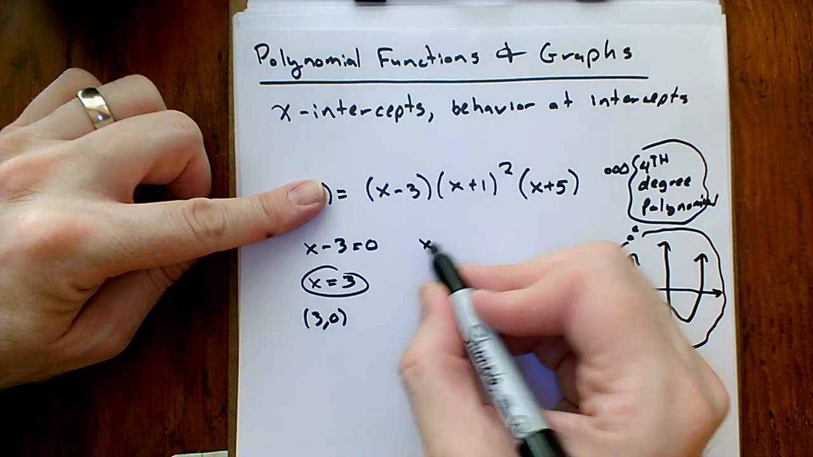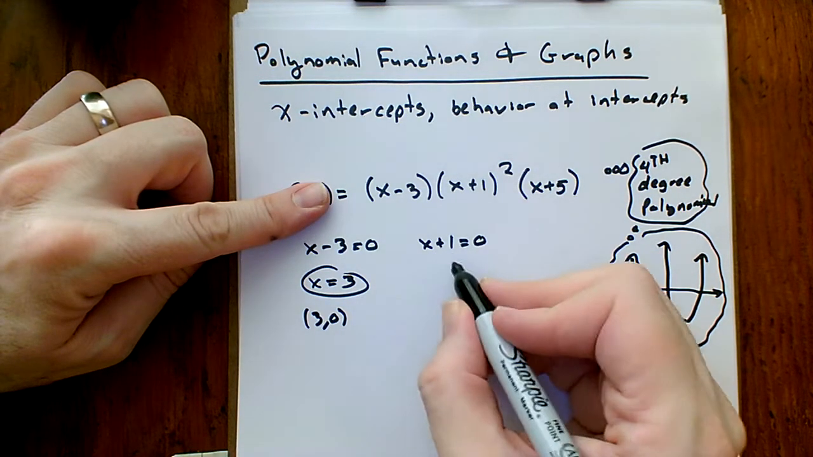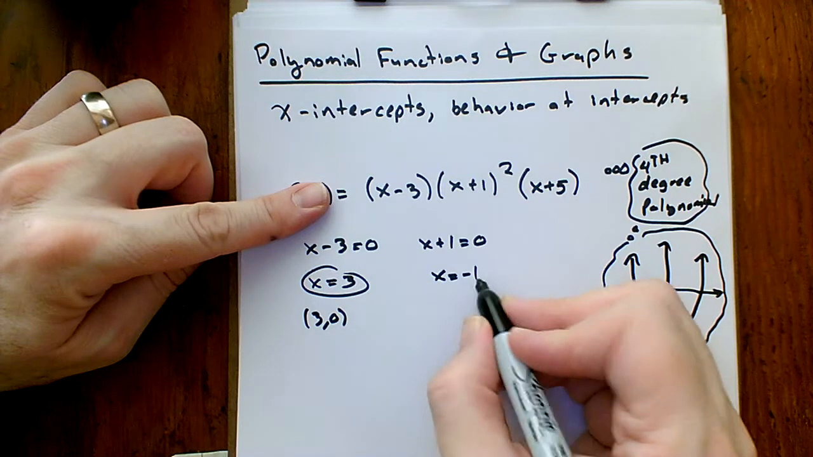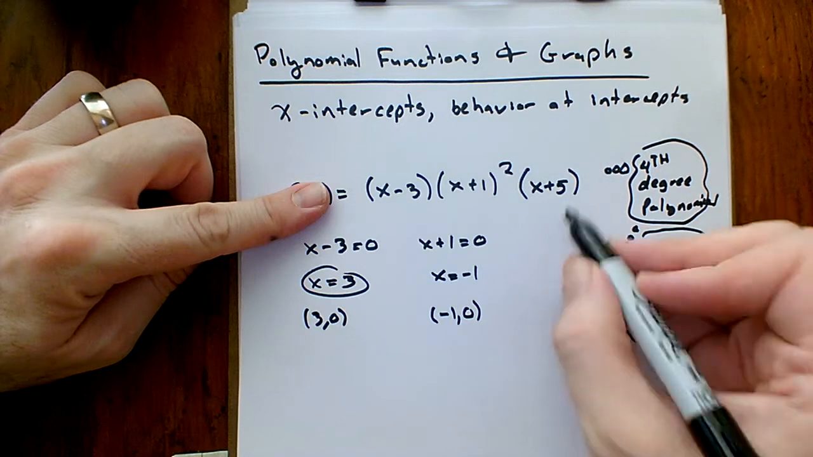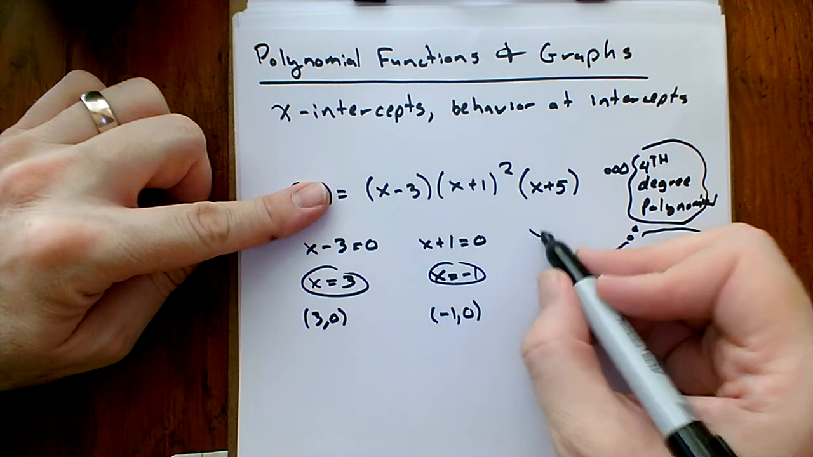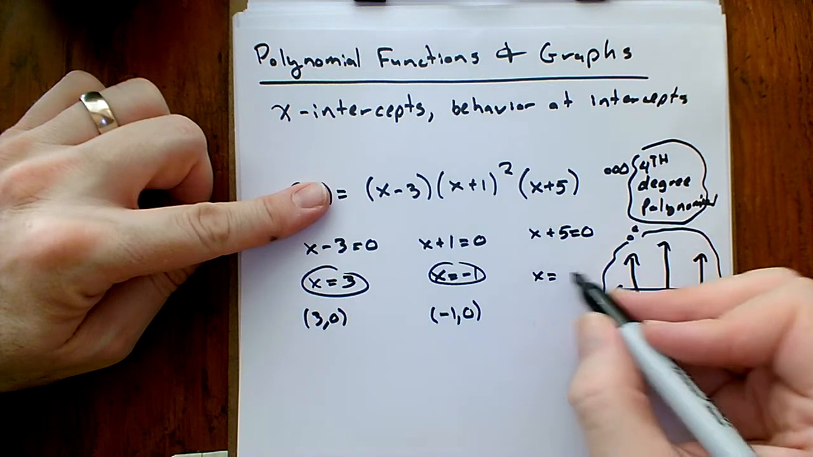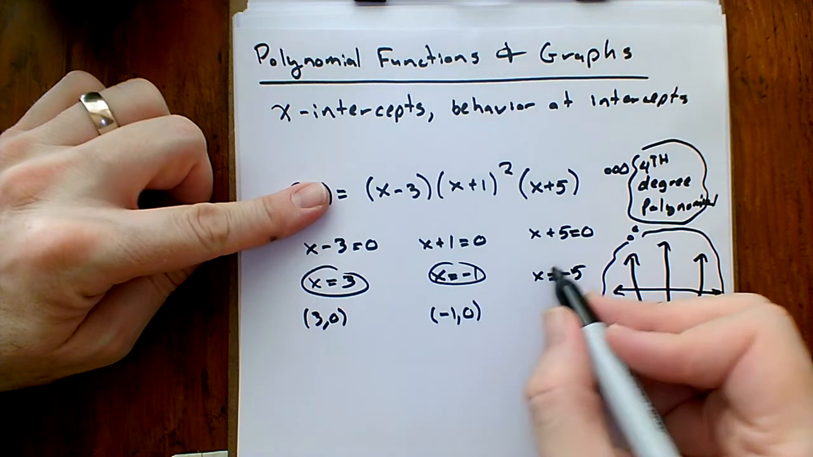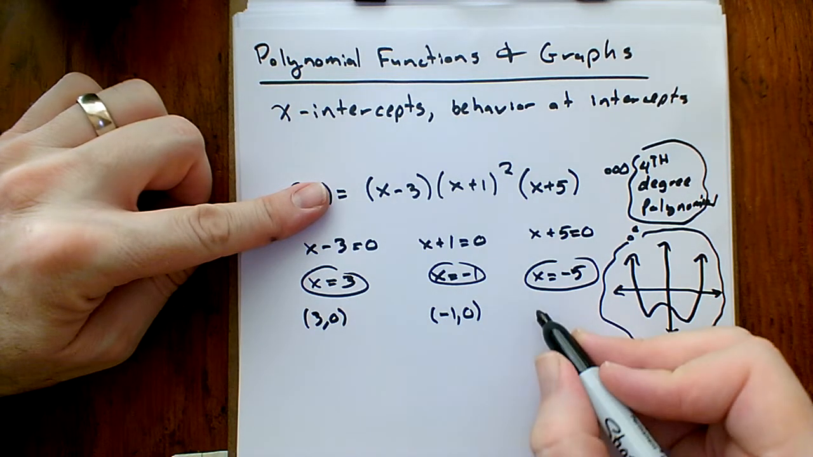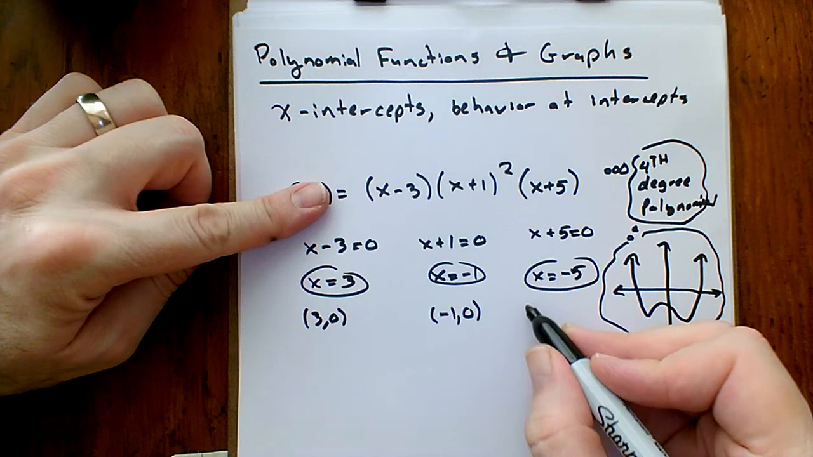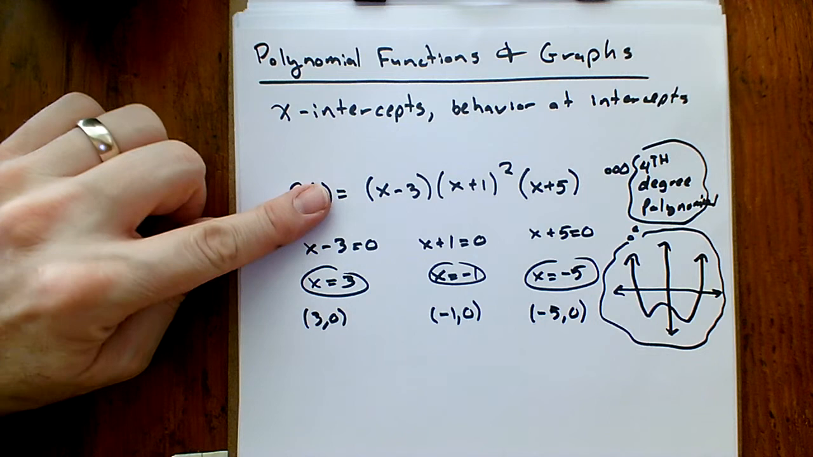Okay. x plus 1 would also give us a 0. So I can subtract 1 from both sides and end up with x is equal to negative 1. So I've got another point here of negative 1 and 0. And then I've got this one over here of x plus 5 equals 0. So if I were to solve this for x, I'd end up with x is equal to negative 5. So I have a third x-intercept. I've got a function here with 3 different x-intercepts. Okay. So this would be negative 5 and 0.